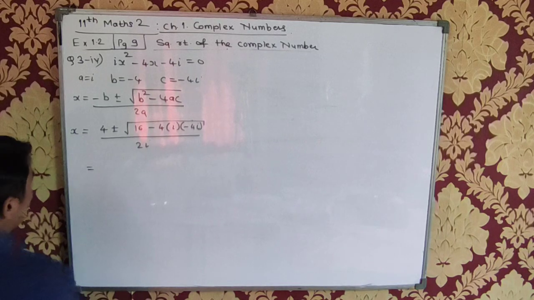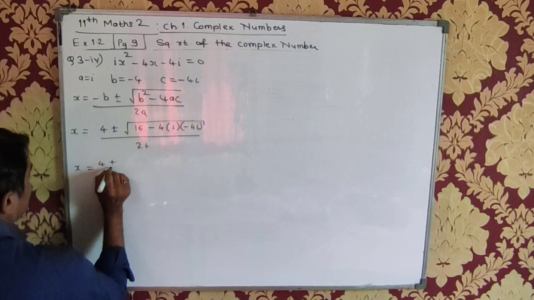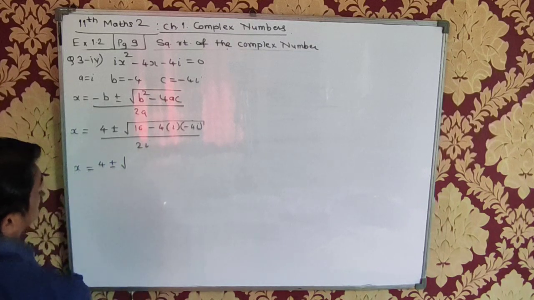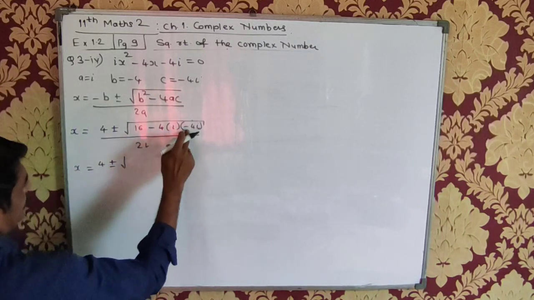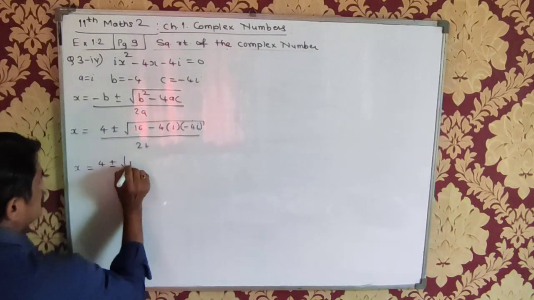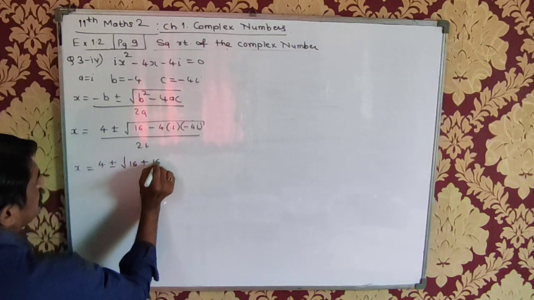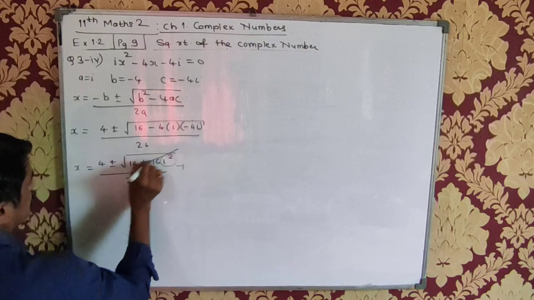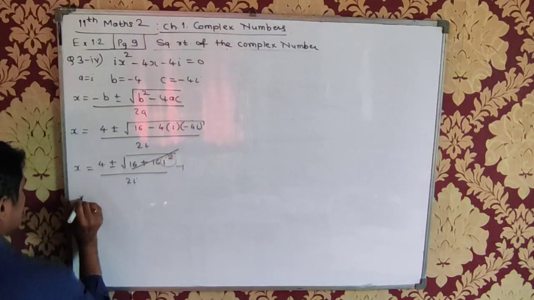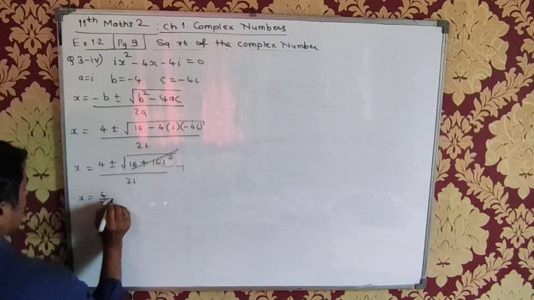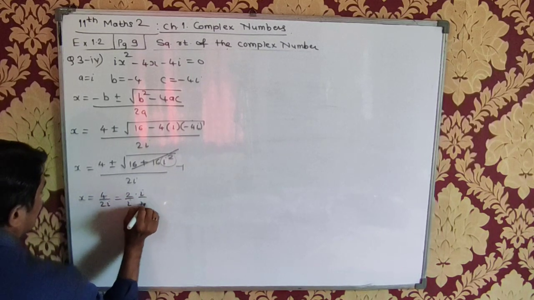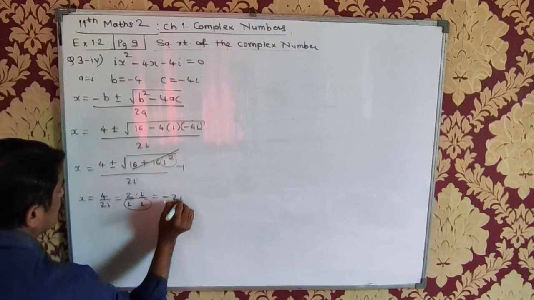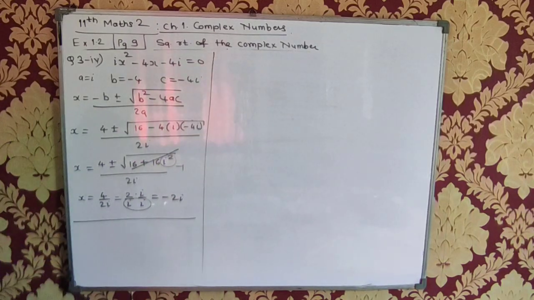That is equal to x is equal to 4 plus or minus square root of 16 plus 16i square, which is 16 minus 16, that is 0. This is gone. So x is equal to 4 upon 2i, that is 2 upon i, which is minus 2i, is the answer. Is this okay? Any doubts about that? Next question.